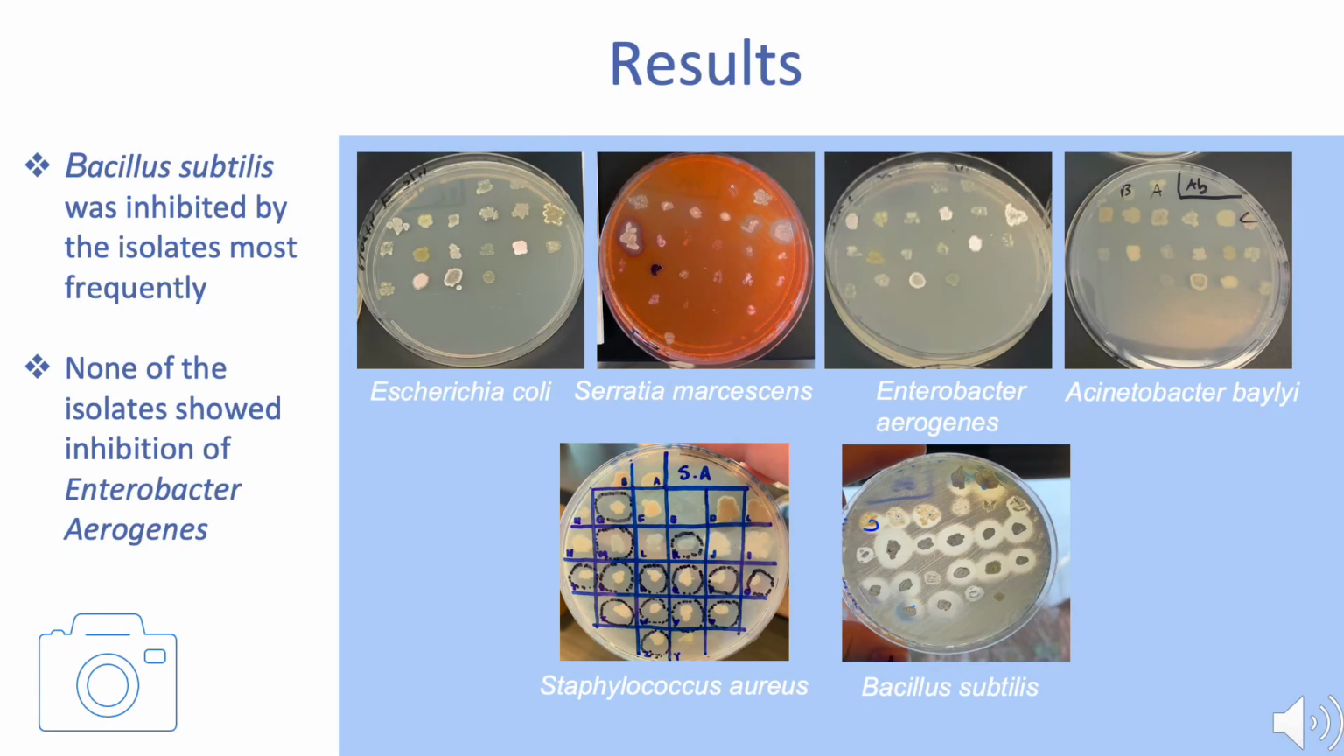Just like the previous slide, the isolates had the most frequent inhibition of the ESKAPE bacteria Bacillus subtilis, because all the successfully tested colonies were shown to have some sort of inhibition, either weak or strong. Meanwhile, the isolates had the least frequent inhibition of the ESKAPE bacteria Enterobacter aerogenes, because all the successfully tested colonies showed no inhibition.